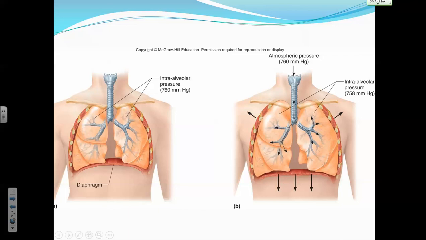And so where it started off as 760 millimeters of mercury, now it's 758. And so atmospheric pressure is higher than that. Therefore, air moves in. And I've spent a whole lot of time on that topic. That easy? Easy, easy. Okay.